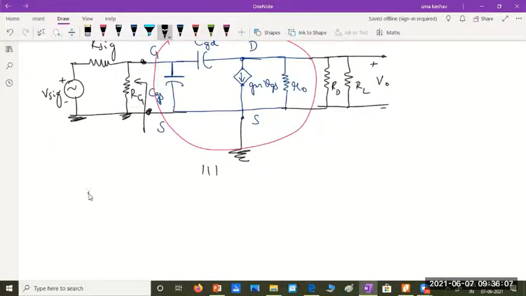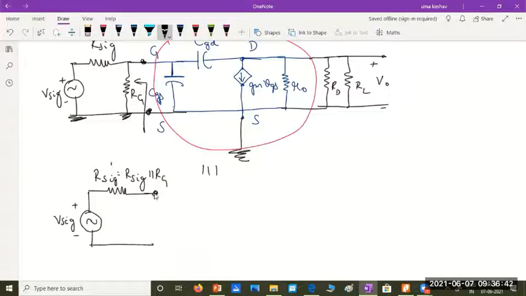R sig parallel RG. So what we'll do, we'll replace the two resistors to simplify the model with R sig dash, which is nothing but R sig in parallel with RG. Instead of using multiple loops to analyze, we have to simplify this circuit as far as possible. So I'll just replace these two resistors with its Thevenin's equivalent and in series with V sig as shown on the input side.